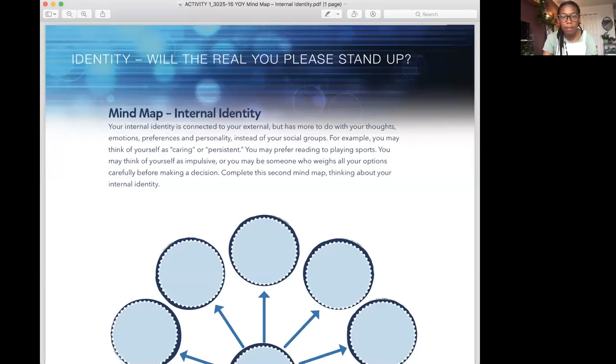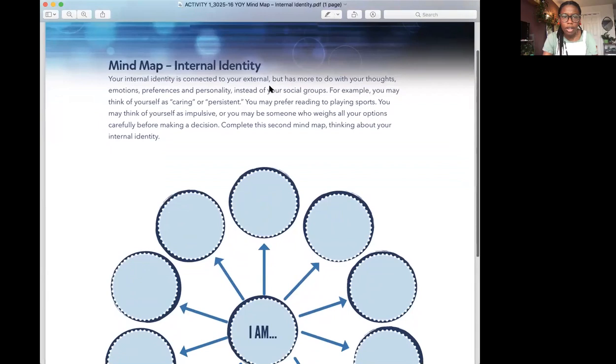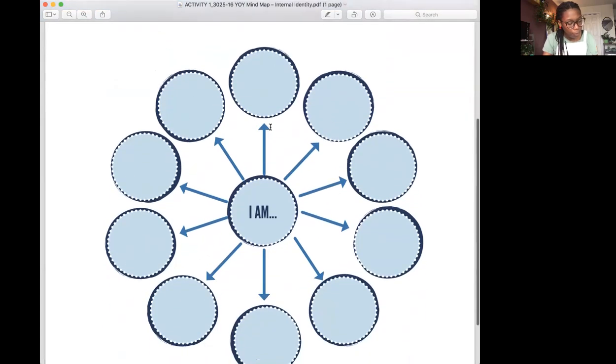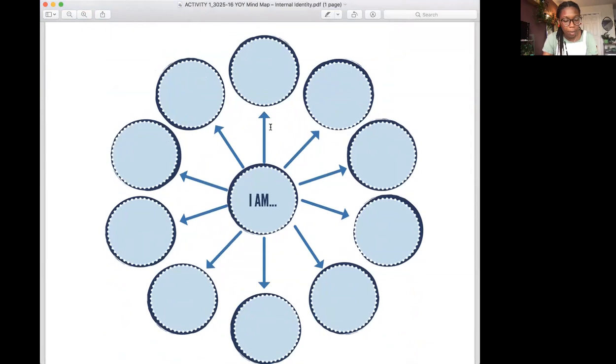It's a little hard to see, but your internal identity is connected to your external, but has more to do with your thoughts, emotions, preferences, and personalities instead of your social groups. So, for example, you may think of yourself as caring or persistent. You may prefer reading to playing sports. Or you may think of yourself as impulsive, or as someone who weighs all your options carefully before making a decision. So what we're going to do is take a few minutes to look at this mind map and brainstorm some of the factors that make up your identity.